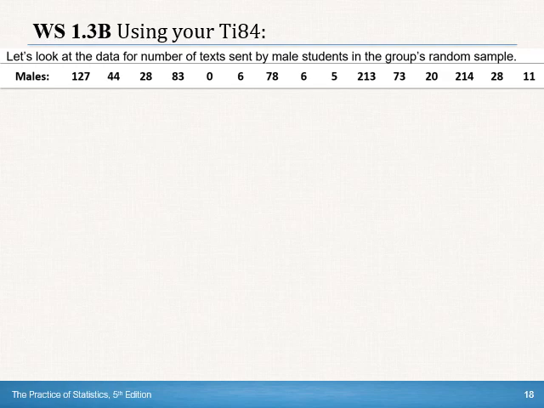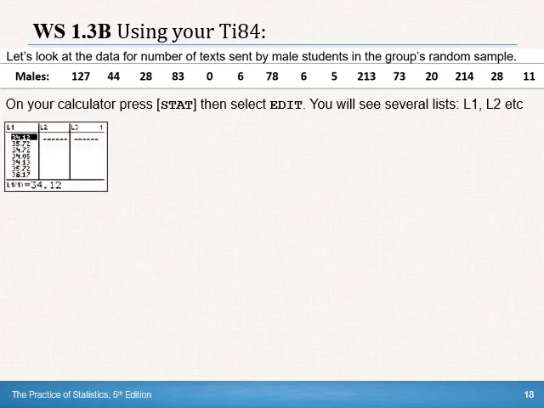So the first thing we're doing is we're just going to look at using our TI-84 to do a couple things. So we have the set of data we asked. I think it's 15 males. How many text messages did you send in the last 24 hours? And this is the data. And so we want to put this data into our calculators. So you want to hit the button Stat and Edit, and that takes us to a screen that has a bunch of lists in it.